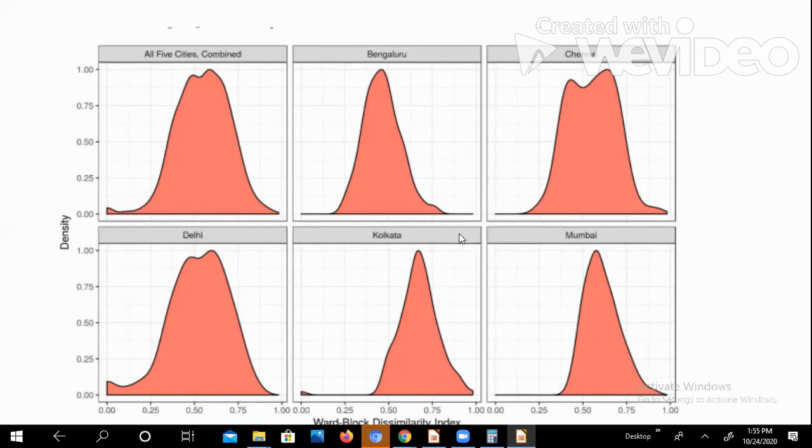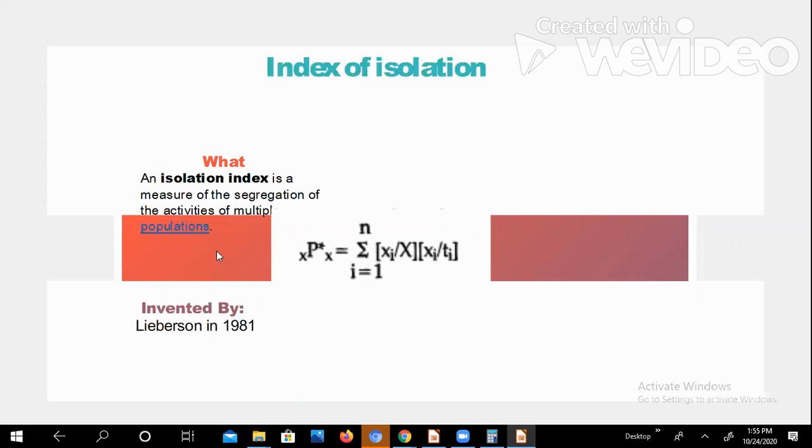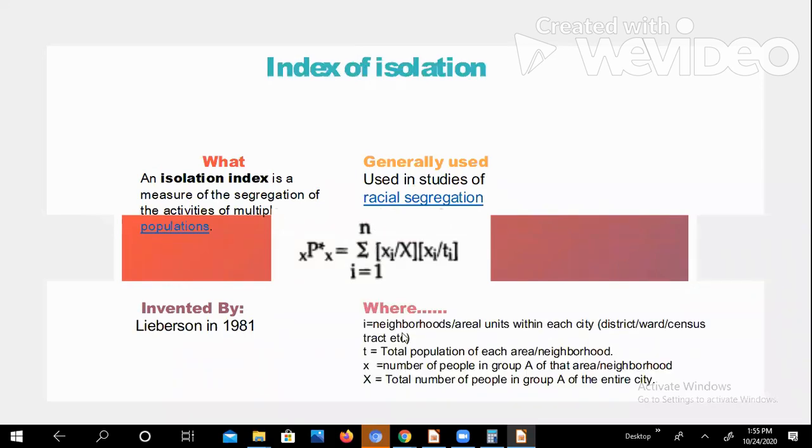Now we have the index of isolation. This is the formula of the index of isolation. And what is it? It is a measure of the segregation of the activities of multiple populations, invented by this person, and it generally studies racial segregation. And this says what x is and what t is, etc.